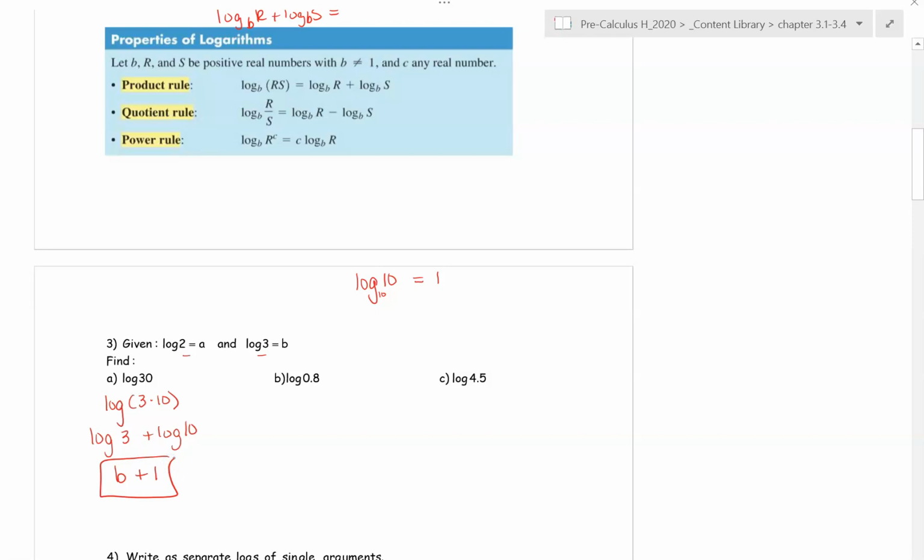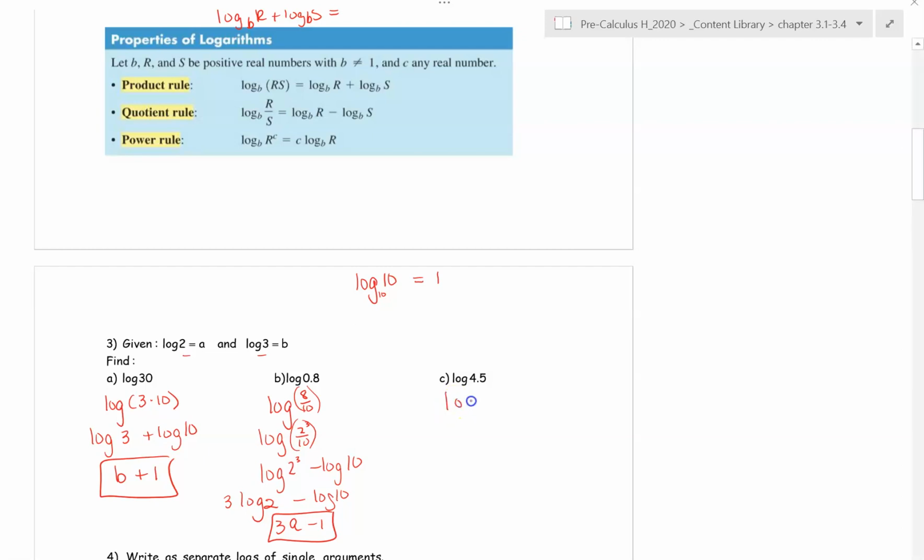Go ahead and pause the video and try parts b and c. Your answer at the very end should have constants or an a or b. Notice you have log of 0.8. So you could say that's log of 8 divided by 10, which is 2 to the third divided by 10. Now the quotient rule says that's log 2 to the third minus log of 10. And the power rule says you can write log of 2 to the third as 3 log 2. So we have 3 log 2 minus log 10. Log 2 is a, so we have 3a, and log 10 is 1.